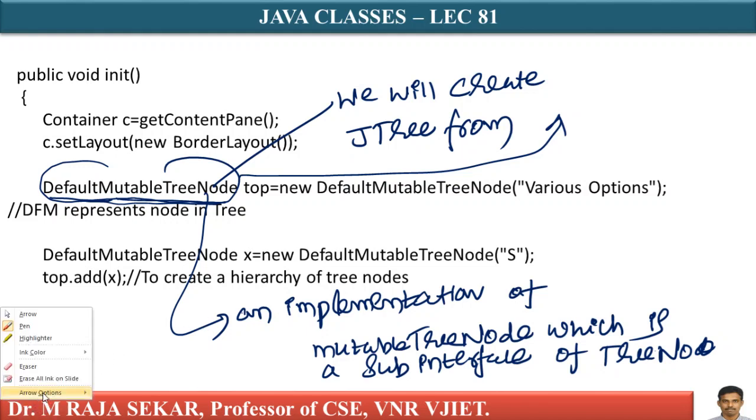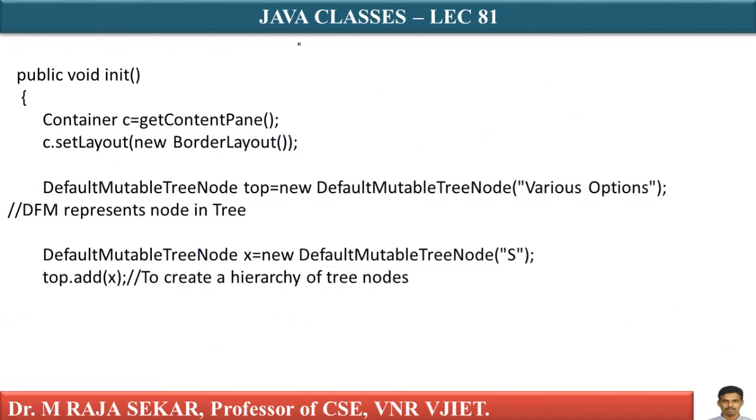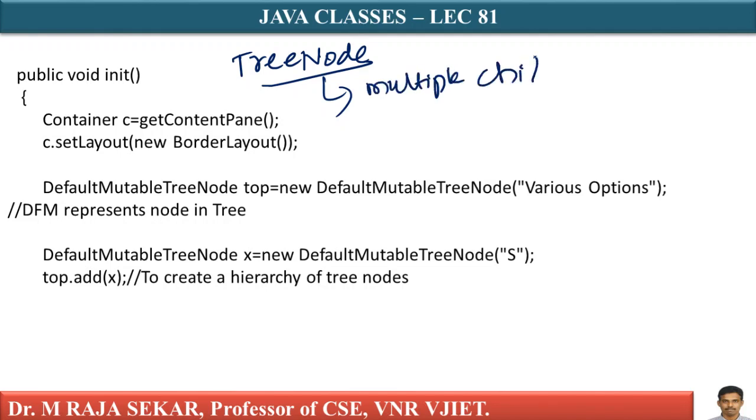Understanding TreeNode. What is a TreeNode? What does it mean? A TreeNode instance represents an object which can have multiple child nodes but has only one parent node.